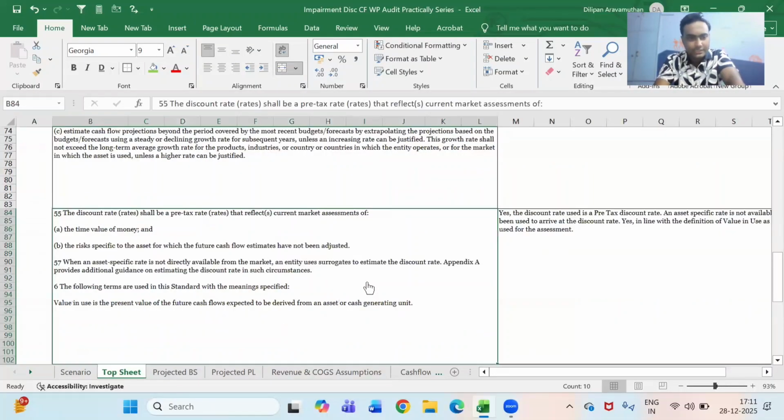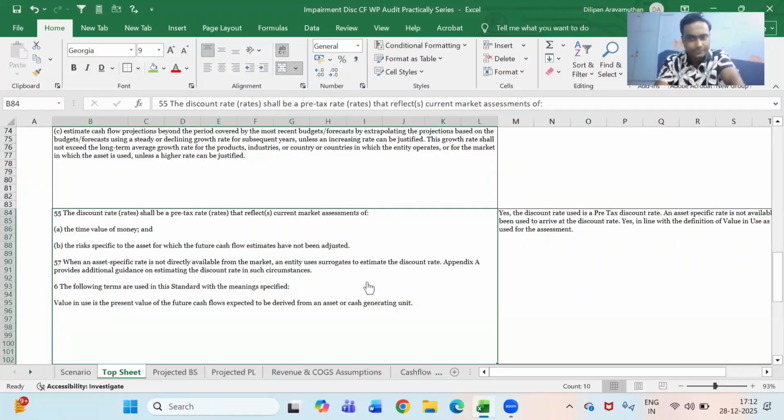Next, it says that the discount rate should be a pre-tax rate, which we already ensured. And it says that you should take the asset specific rate. Let's say there is an asset for which you have a specific rate of interest or rate of return. That rate should be the first preference for discounting. If that is not available, you have to arrive at an appropriate discount rate. Since an asset specific rate is not available in our case, we arrived at the discount rate using the capital asset pricing model.